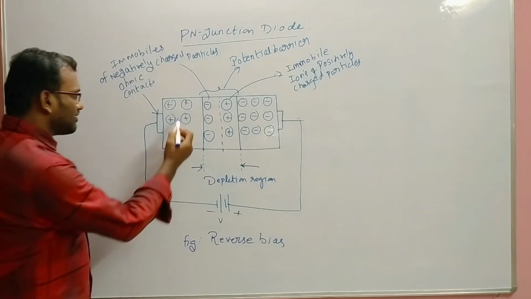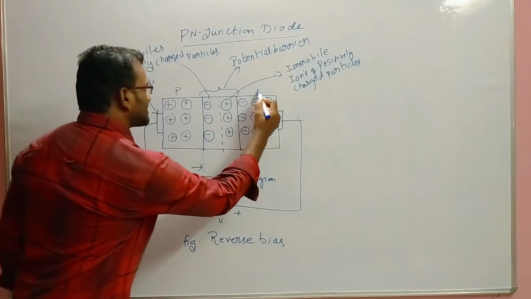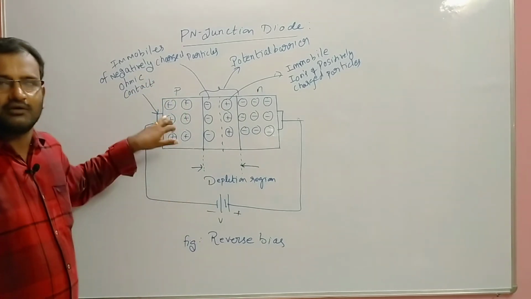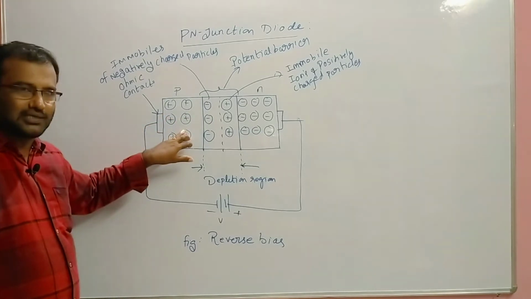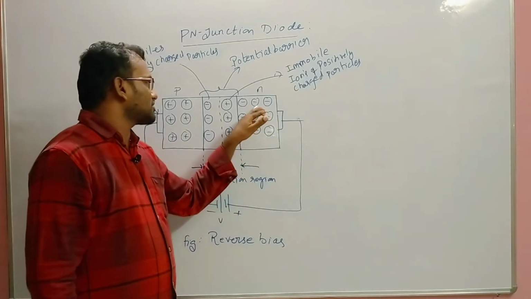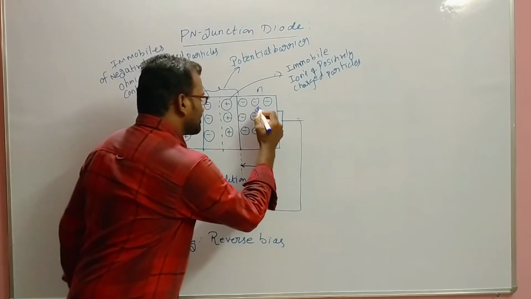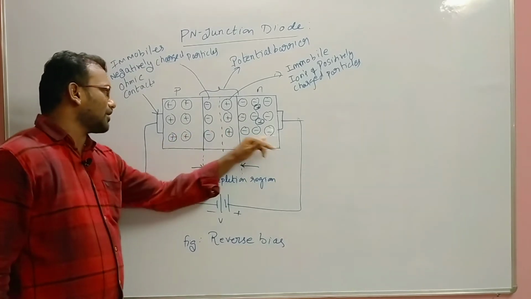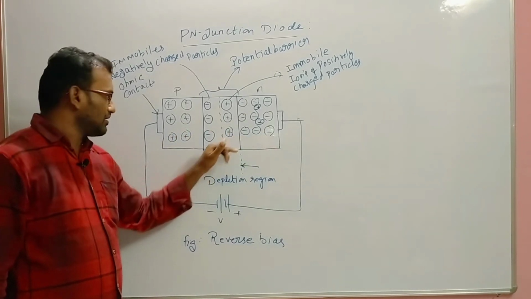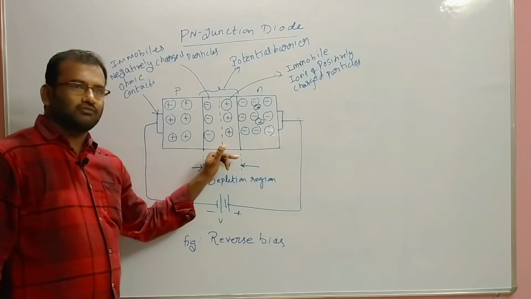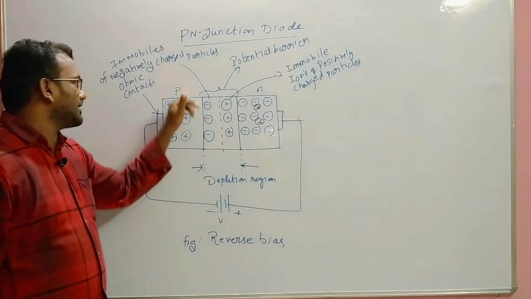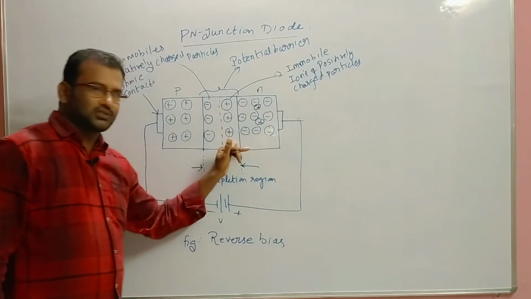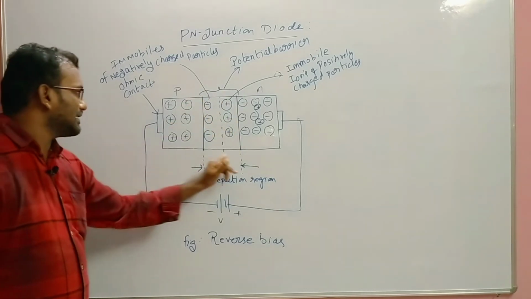Now here, this is the P type and this is the N type. In the P type region, which are the majority charge carriers? Holes are the majority, electrons are the minority. Similarly, in the N type region, electrons are the majority, holes are the minority. Is it clear? In between the P type and N type there is a depletion region, nearby the junction, which has immobile ions. In the P type region, negative ions are immobile, whereas in the N type region, positive ions are immobile, which is called the depletion region.